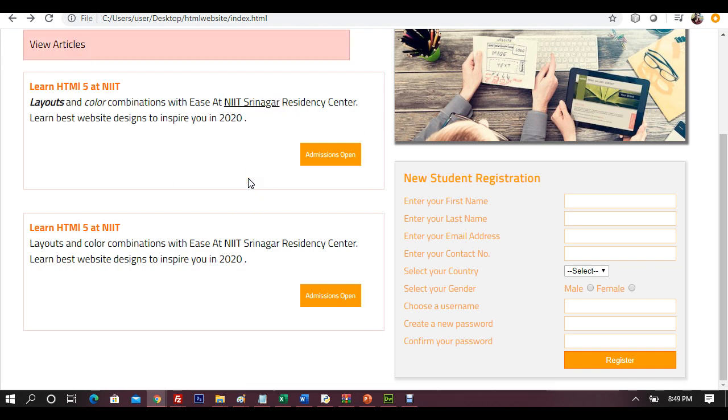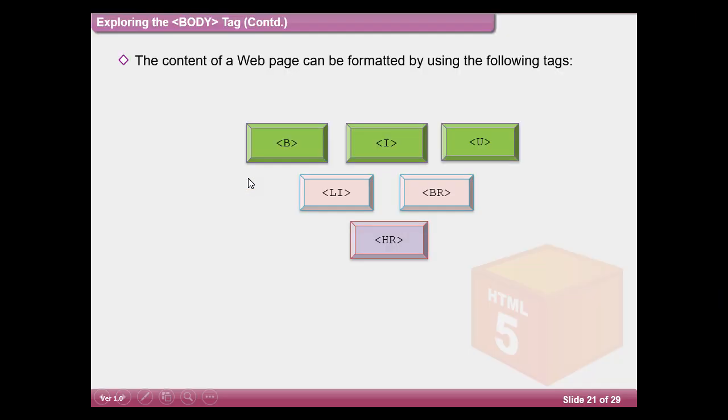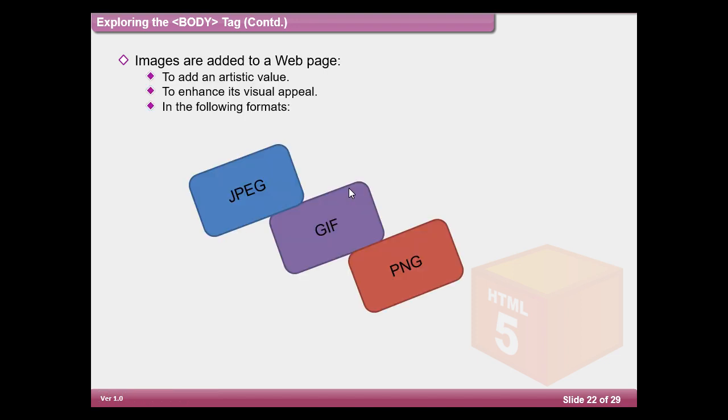So this is how the U tag works, right? BR is the break line. LI is already known to you. UL and LI we've seen while developing and designing menus, right? We're already aware of that. And now images, we know the types of images that we have added.